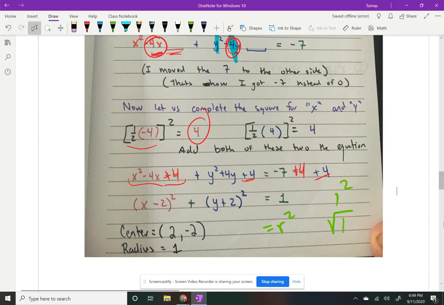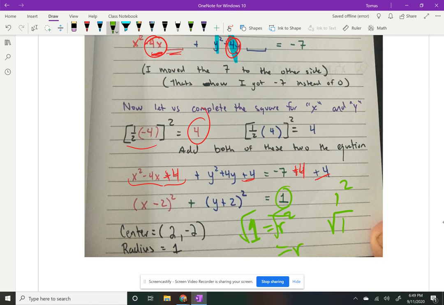So to finish it off here, this is what we're doing. We know that this is 1, but we also know that this is actually equal to r squared. So technically, we would take the square root of both sides. Square root right there gives us our radius.